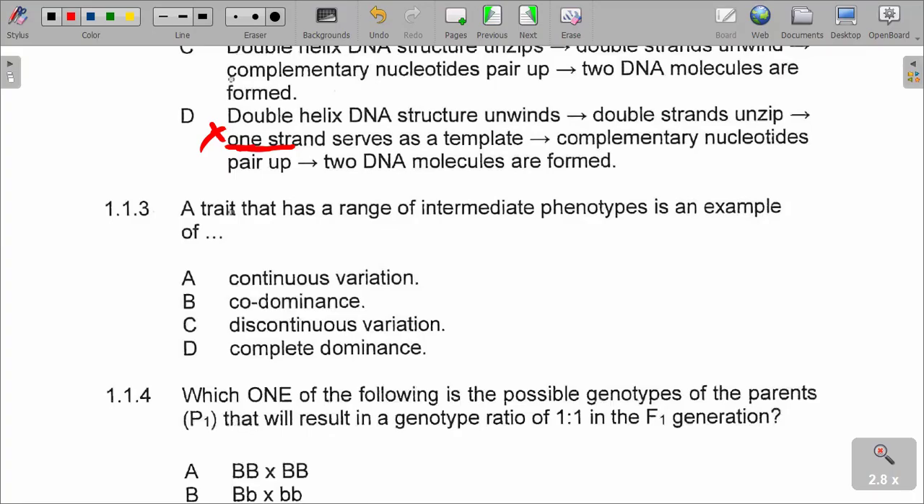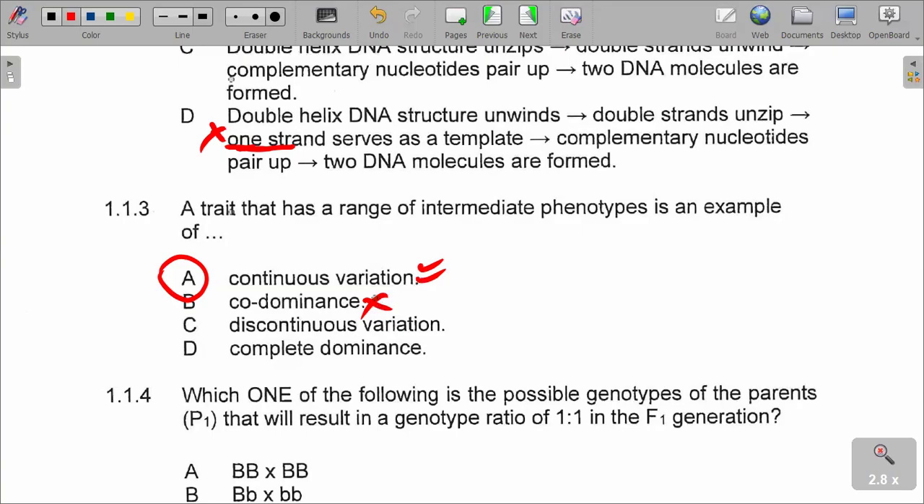A trait that has a range of intermediate phenotypes is an example of what? We talked about this variation, the types of variation. Also refer to the channel, where types of variation are well presented. So when we have a range of intermediate values, it means it has a stretch, and you need to understand that we are talking about continuous variation.